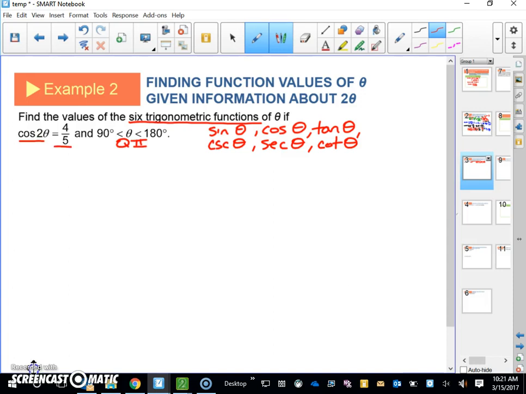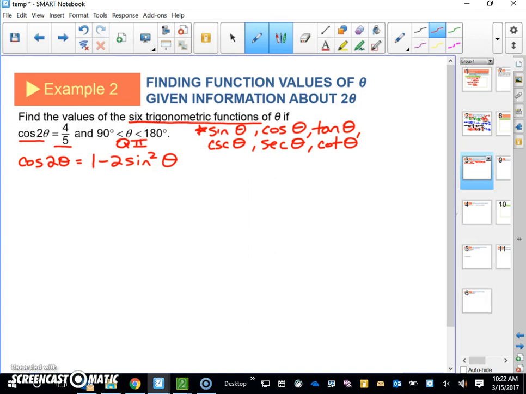So what you probably want to do to start with is start with your identity for cosine 2 theta. You've got 3 options for the double angle cosine, and we can start with any of the 3. But I would probably recommend you start with one that only has one function on the other side. So if I want to find sine theta first, let's use the cosine 2 theta identity that just has sine theta: 1 minus 2 sine squared theta. I always forget that too.